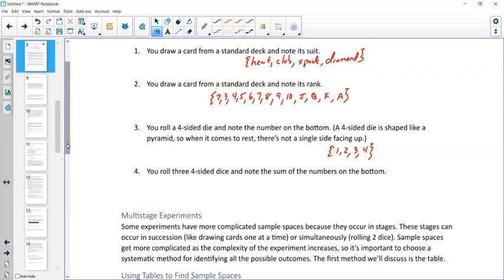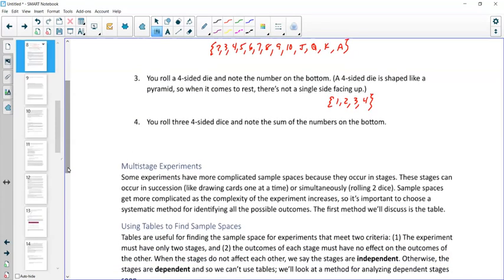You roll 3 4-sided dice and note the sum of the numbers on the bottom. So this gets a little more complex. Because we could roll a 1, 1, 1, a 1, 1, 2, 1, 1, 3, and 1, 1, 4, which would give us 3, 4, 5, and 6. And essentially, this is rolling 2 1s and one other number. Let's try this way. 3, 4, 5, and 6.